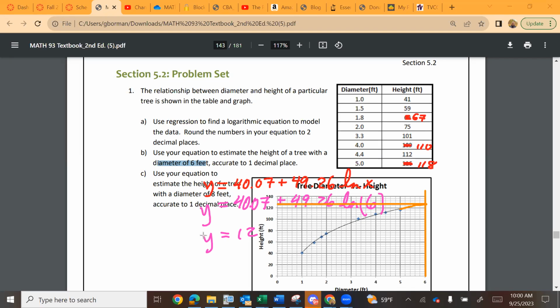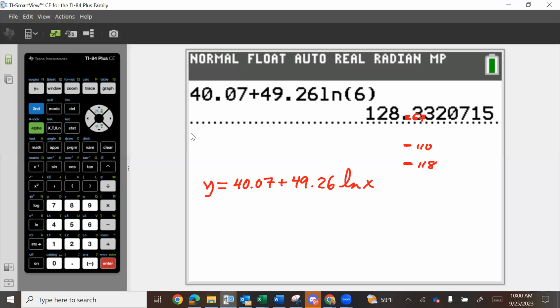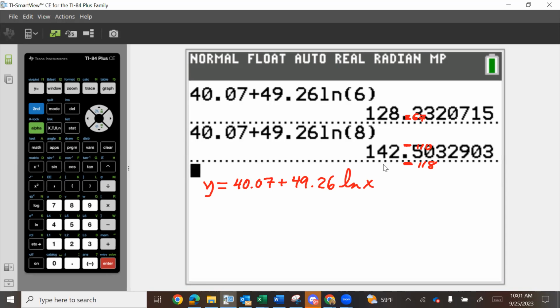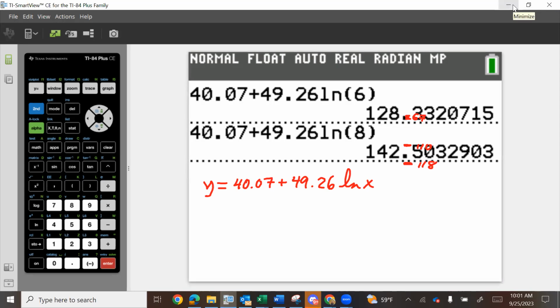If I double check it off the graph, I feel pretty comfortable with my answer. Okay, part C. I need to erase a little. Use your equation to estimate the height of a tree with a diameter of 8 feet, accurate to 1 decimal place. So you just plug in 8. Because we're using TI-84s, which are super cool, I'm just going to arrow up, hit enter to grab that, and say 8 feet, boom, 142.5-foot height. That's the cool way of doing it.